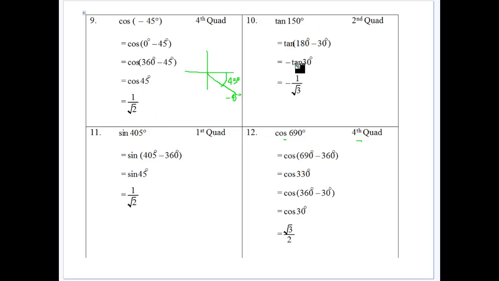Tan, second quadrant, is negative. And then 150 is 30 degrees away from 180. So we get tan of 30 as our related angle. So 1 on root 3.